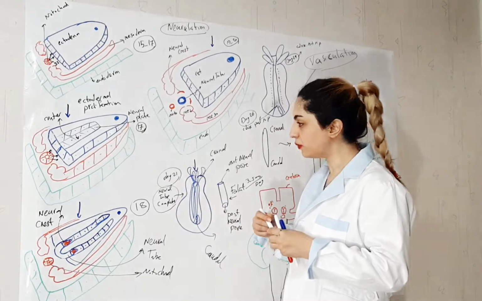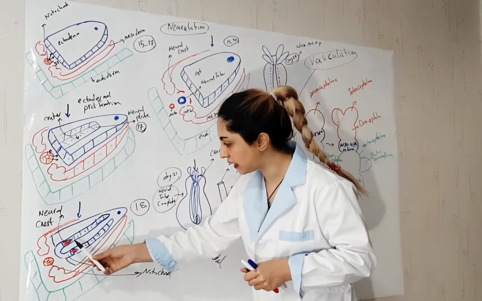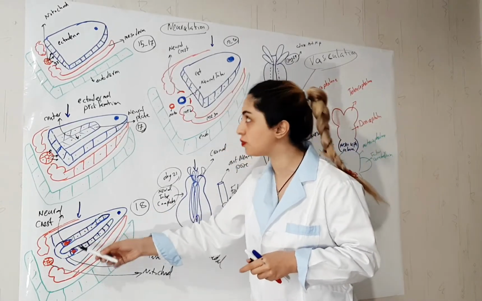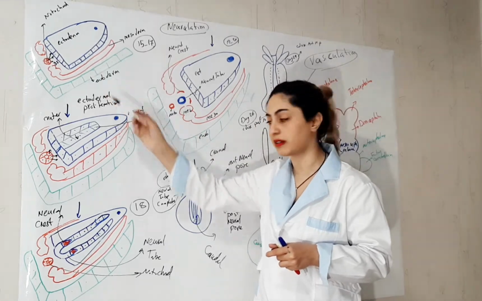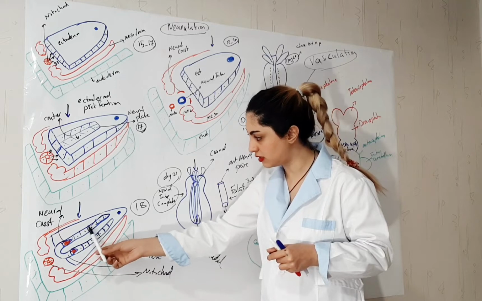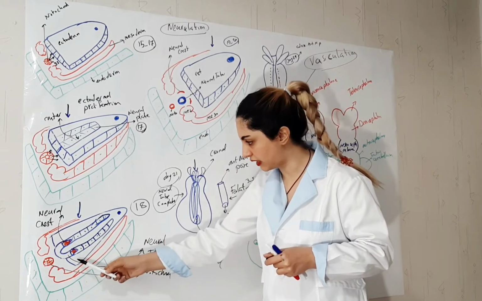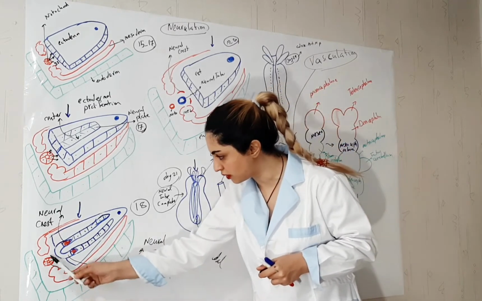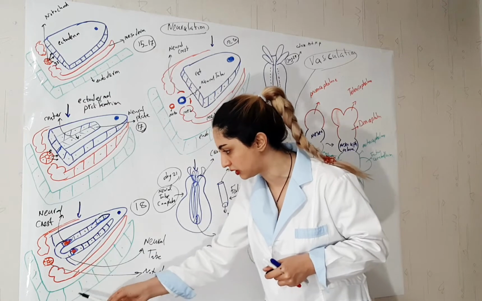But right now I'm going to tell you that on day 18, the neural crest, which is part of this ectoderm and wants to be separated, is formed. And it is at the tip of the neural fold, and this is the neural fold. So this is the neural groove, and this is my ectoderm, and here is my mesoderm, and in here the notochord and endoderm.